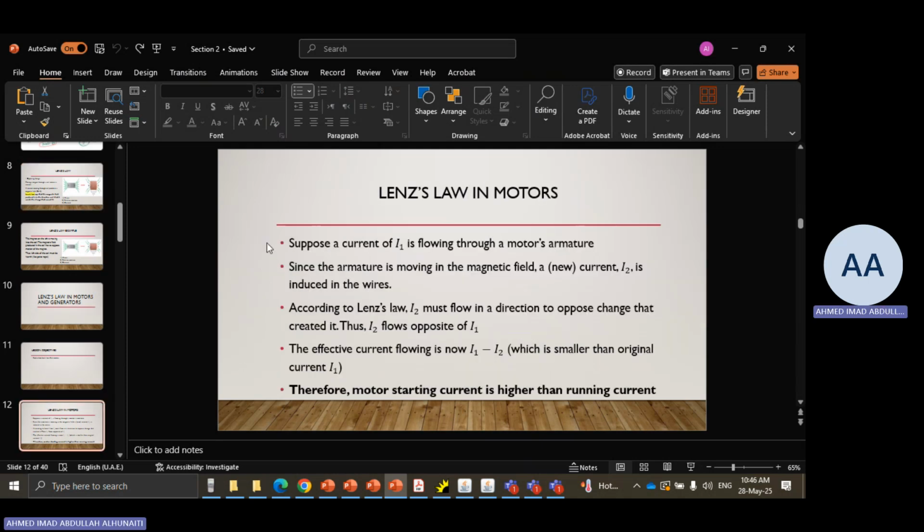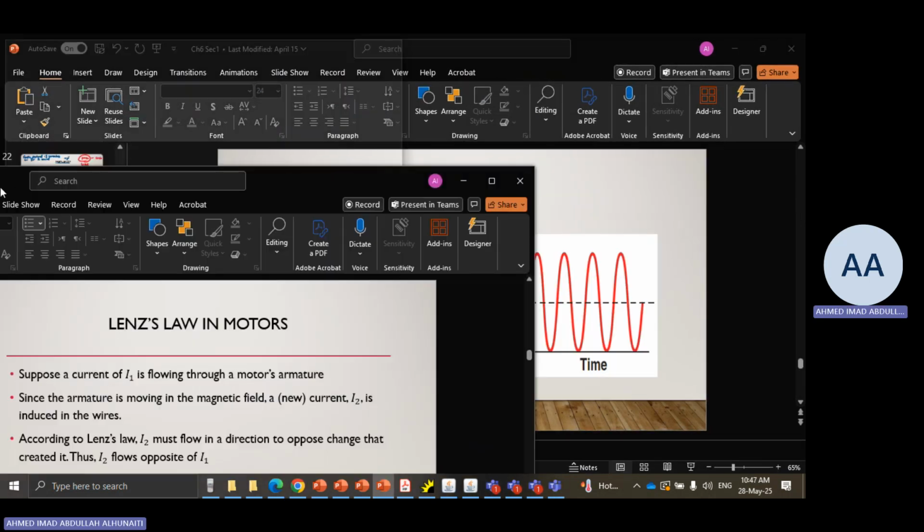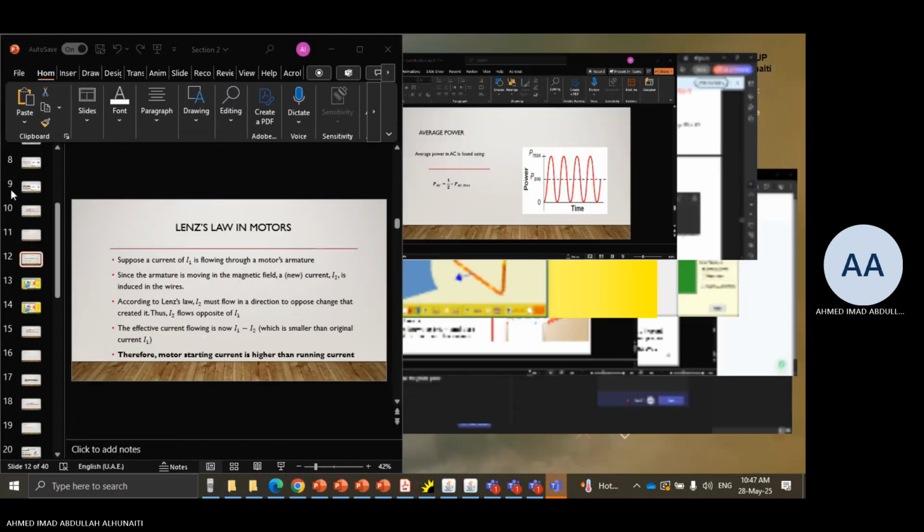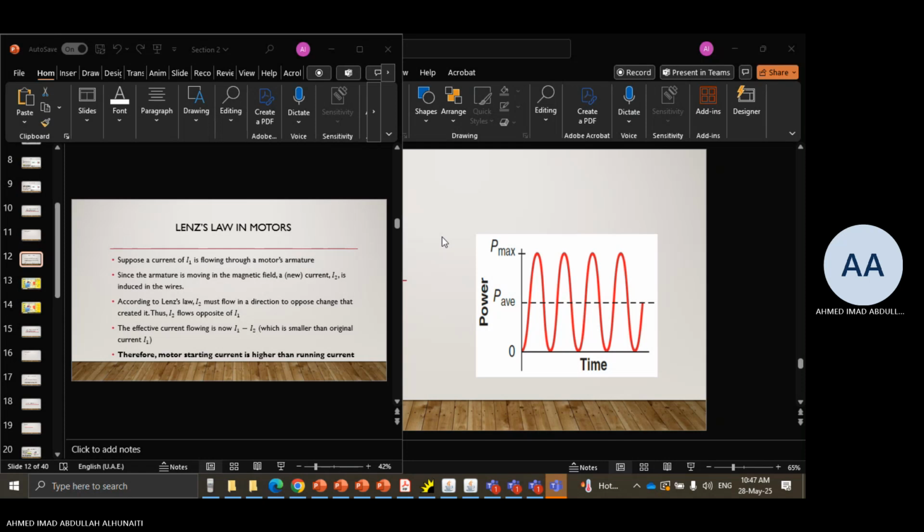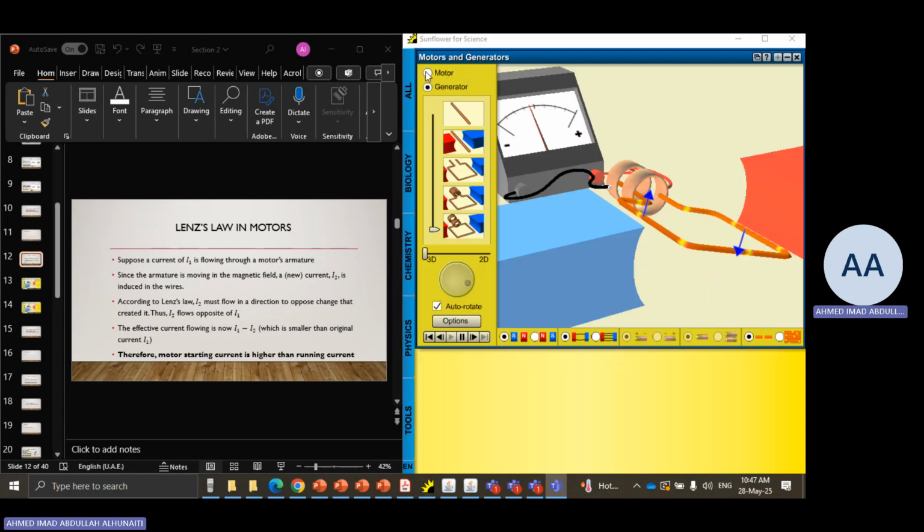Let's see what happens with Lenz's law in a motor. So suppose we have a current of I1 flowing through a motor's armature. Let's click motor.